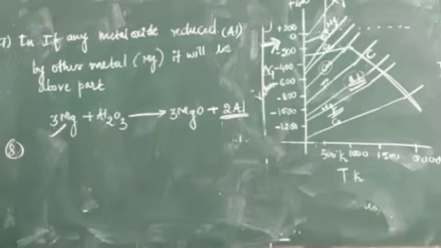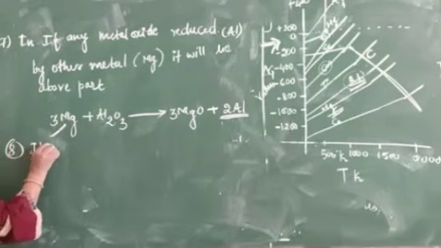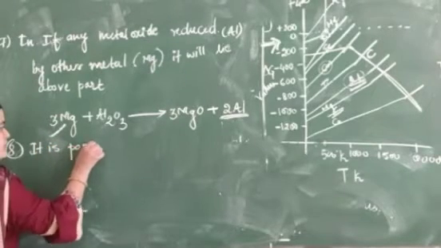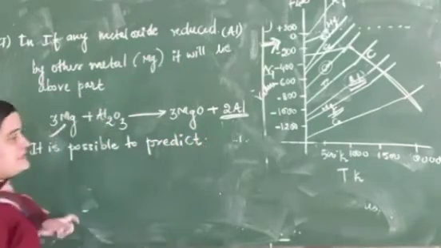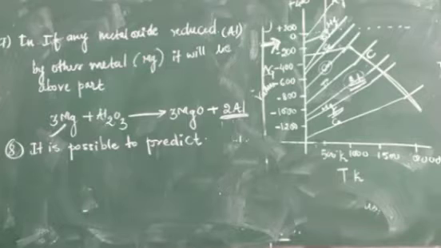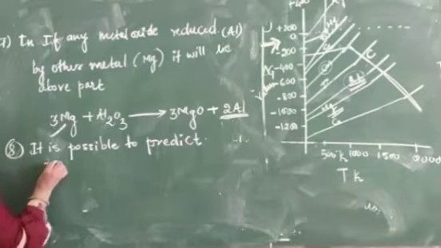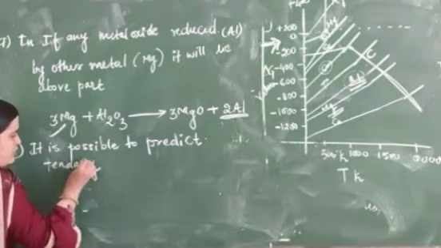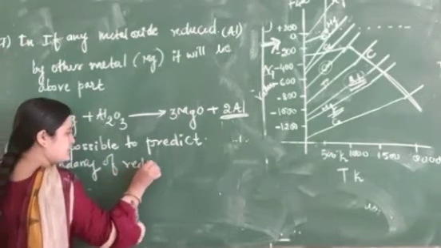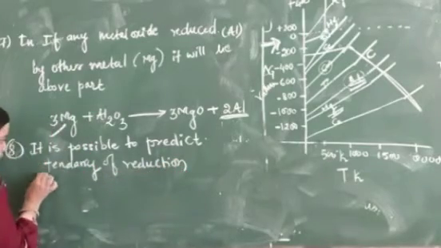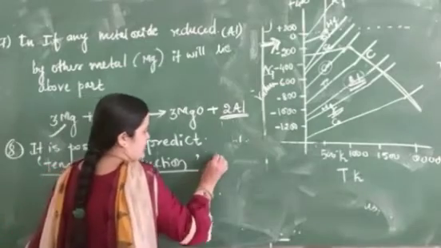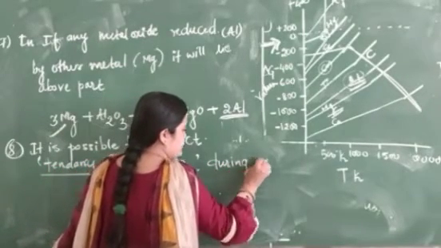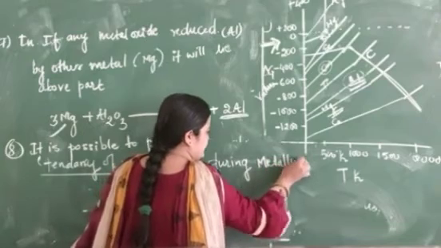Now the 8th point. From the equilibrium diagram, it is possible to predict the tendency of reduction during metallurgy.